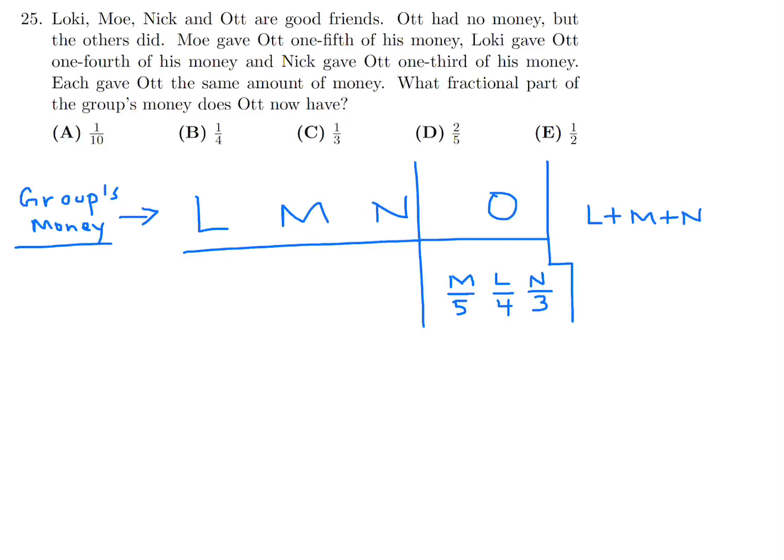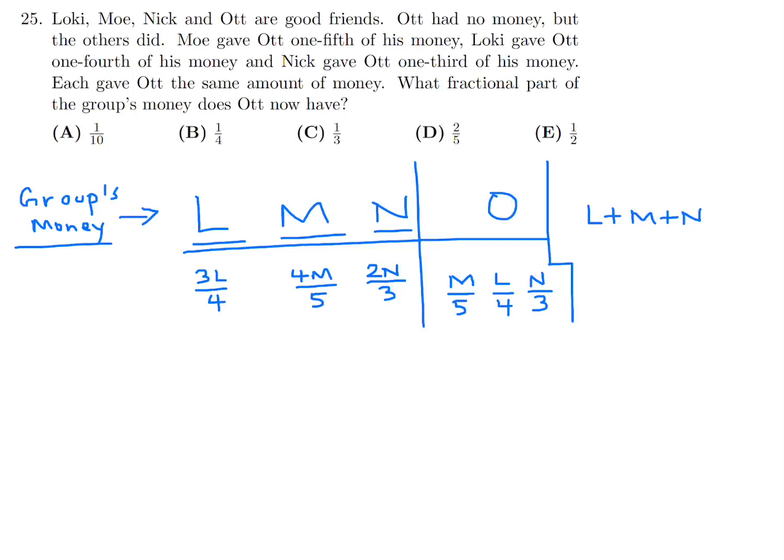Now, if that is the case, then these 3 amounts are no longer L, M, and N, correct? They're a little bit less. So this is now 4M over 5, right? Because you've given 1/5, so 4/5 are left. This is now 2N over 3. And L is now 3L over 4, right? Just simple subtraction of fractions.